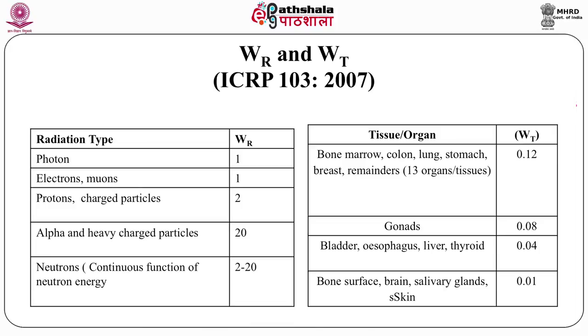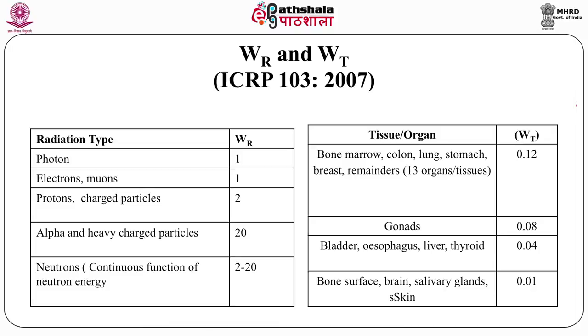That means, in simple terms, the same amount of radiation dose of X-rays or alpha rays will be radiobiologically very different. An alpha ray with a radiation weighting factor of 20 will be 20 times more biologically effective than a photon X-ray.